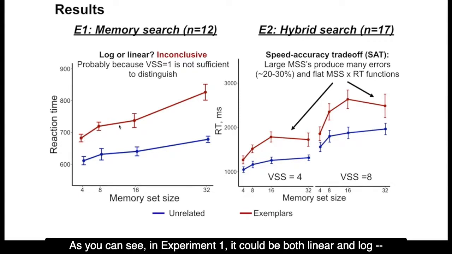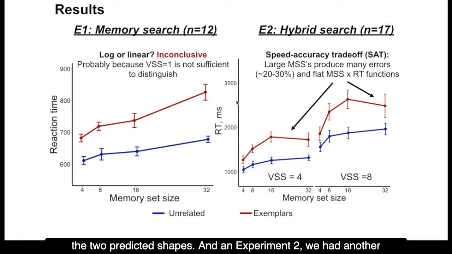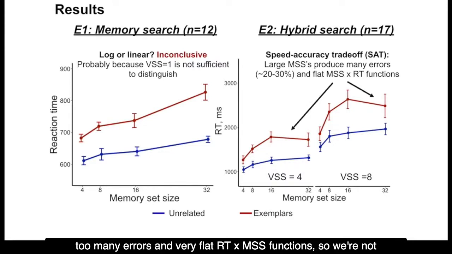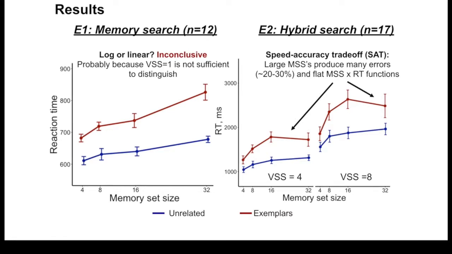As you can see in experiment 1, it could be both linear and log, and we think that this can be the problem of a small visual set size, which was actually set size 1. It just doesn't give enough increment to distinguish between the two predicted shapes. And in experiment 2, we had another problem, speed-accuracy trade-off. We found that large memory sets produced a combination of too many errors and very flat RT-by-memory-set-size functions. So we're not sure about the shape again.